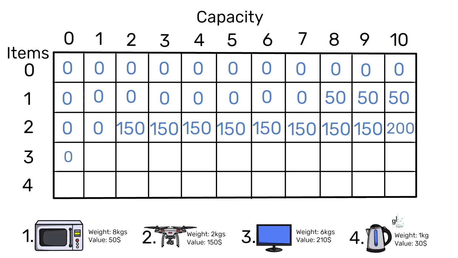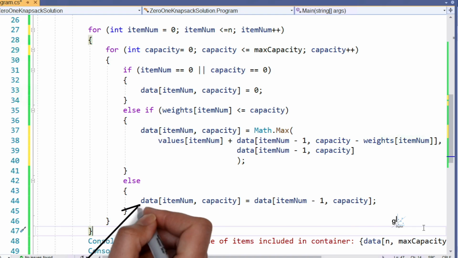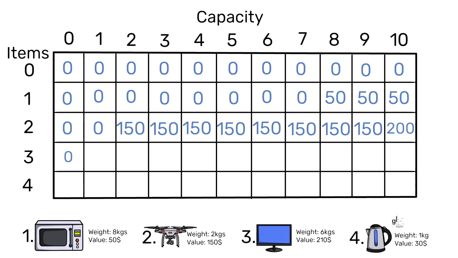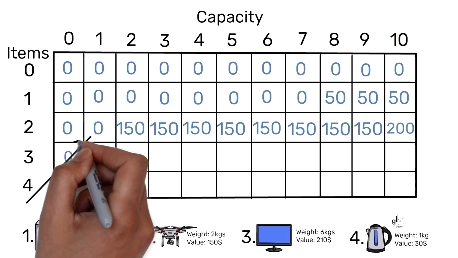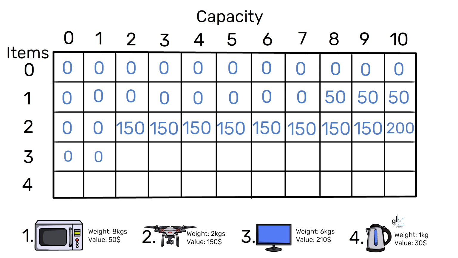So when the capacity variable is equal to 1, code in the else block is executed because neither the capacity or item num variable is equal to 0, and the weight of the monitor, which is 6 kgs, is greater than the currently considered capacity, 1. So this means the value in the cell directly above the position that is being considered must be appropriately inserted into our table at the cell that we have just considered.